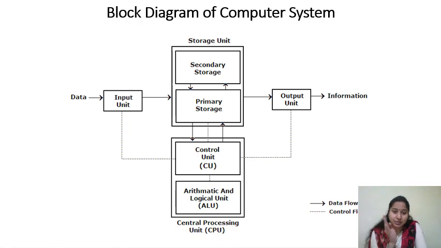So this data and instruction transfer is happening on these data flow lines, and we are having some dotted lines here. So these dotted lines are nothing but the control signals passed by the control unit to the different devices. Okay, so this control unit will control the activities of input device, storage device and output device.